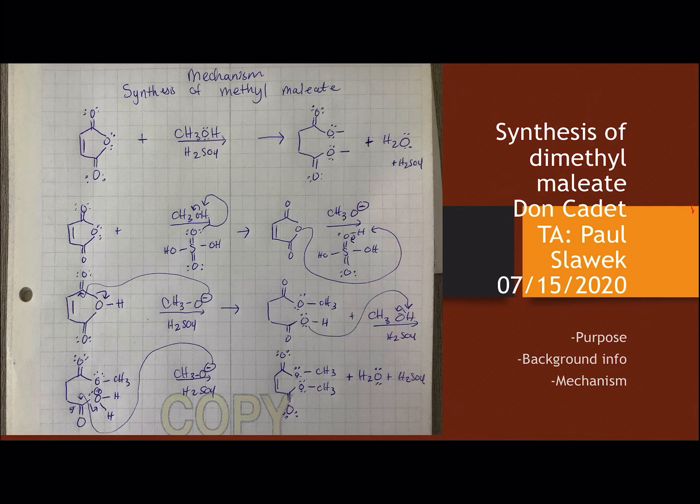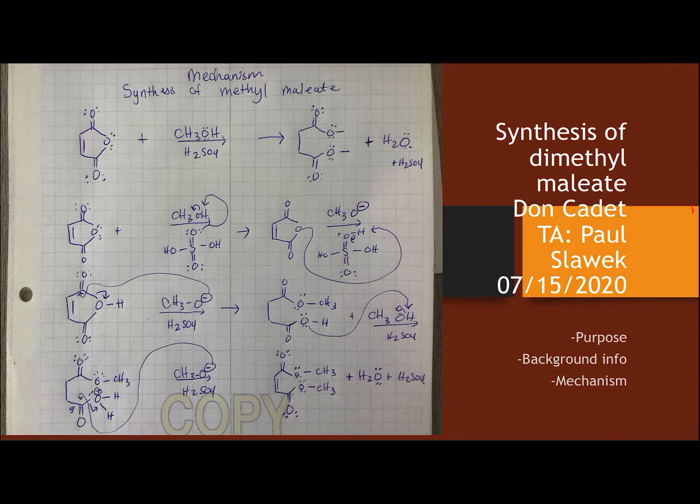In this video, we will go over the synthesis of dimethyl maleate, as well as dimethyl fumarate. First off, the purpose of this experiment, part 1, is to synthesize dimethyl maleate, also known as dimethyl 2-Z-but-2-enedioate.